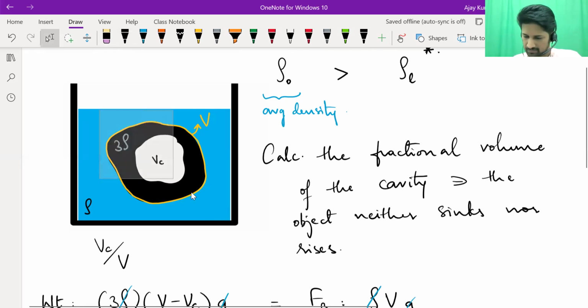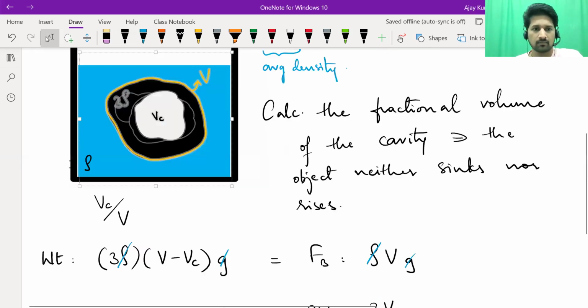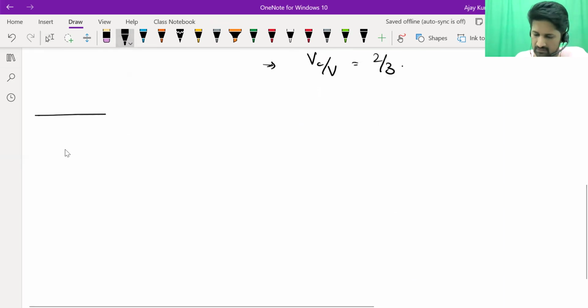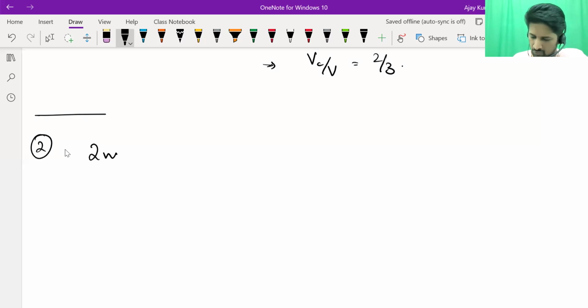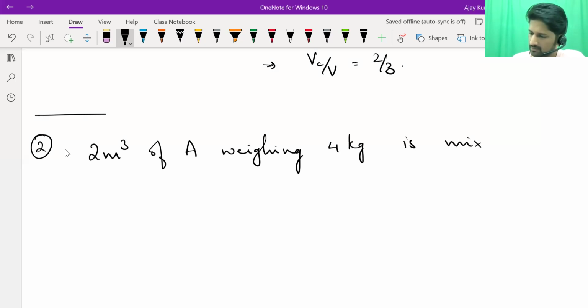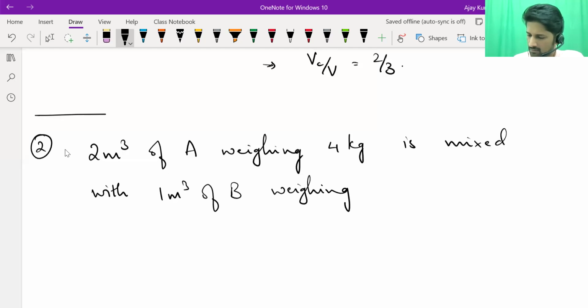Now, let's consider the same situation. But before that, tell me this. Let's say 2 meter cube of some substance A weighing 4 kg is mixed with, let's say, 1 meter cube of some material B weighing 5 kg. You can assume them as liquids only. Oh, wait, it doesn't matter whether it's liquids or solids. 2 meter cube of A weighing this much is mixed with 1 meter cube of B weighing this much.